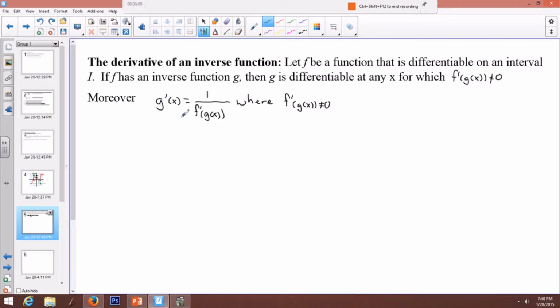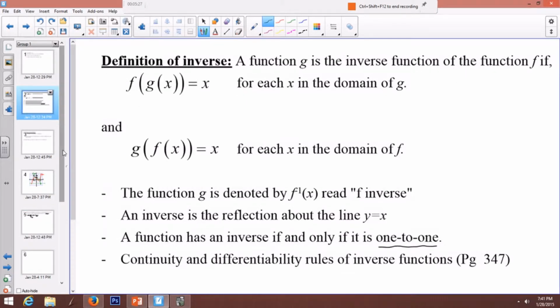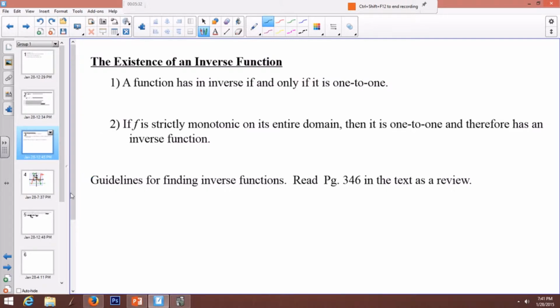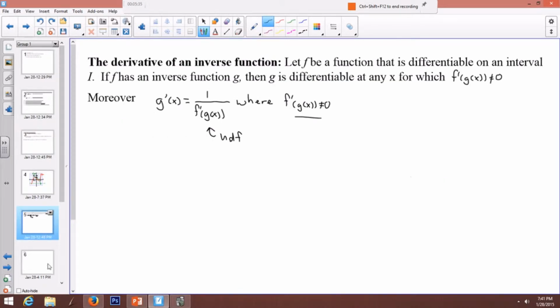And so, moreover, that g, that inverse function, the derivative of that inverse, is 1 over that first derivative of the composition of f with g. And again, we need to have this because if this expression is equal to 0, this is undefined, UDF. So that's a real quick review of the review stuff. This is what we talked about last year, a little, and then this is the new stuff for this particular section.